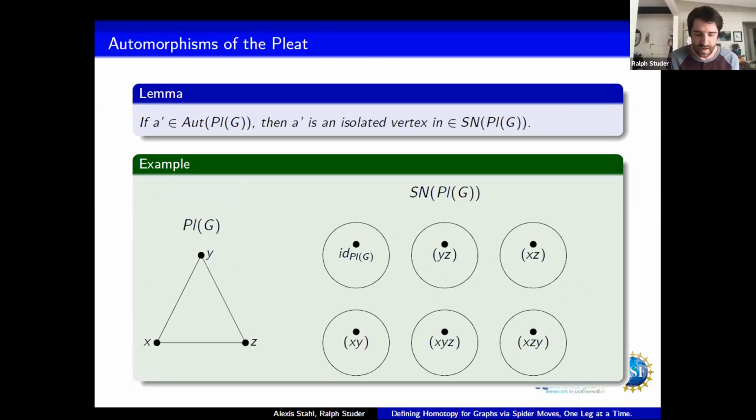So next we prove that if A prime is in pleat G, then A prime is an isolated vertex in the spider nest of pleat G. And we can see from this example that pleat G has no spider moves available, and thus any other component in the spider nest is going to be an automorphism that is not spiderable or can't be spidered to.